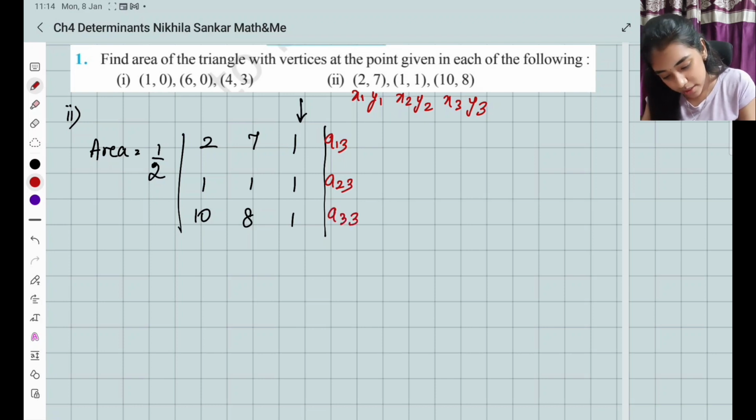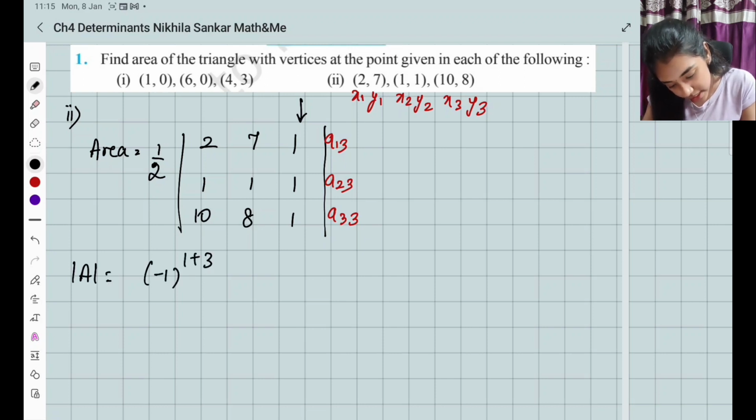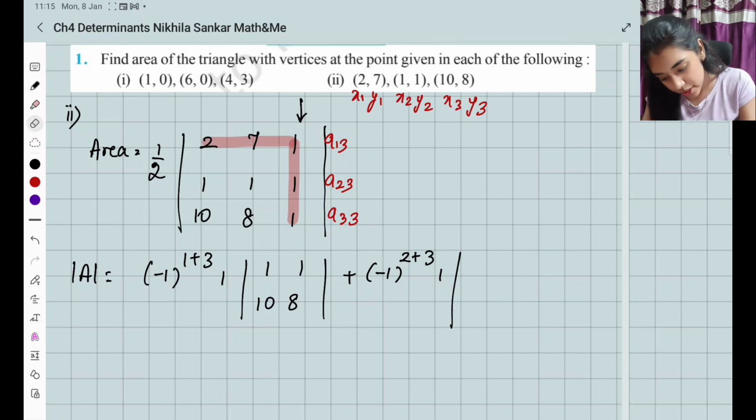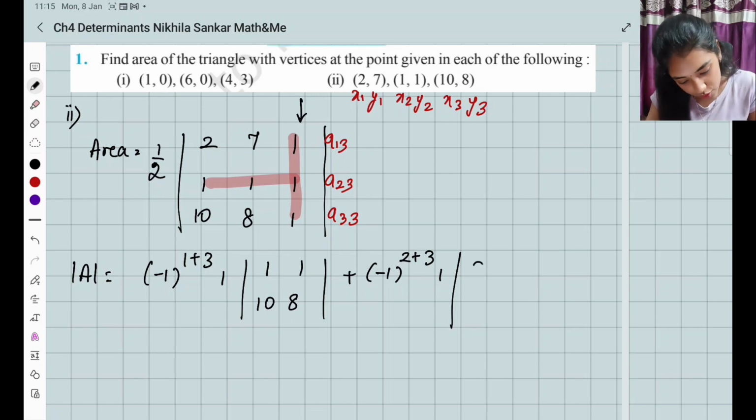So இப்போ area எப்படி இருக்க போது? I'm only going to find the determinant now. So determinant A is going to be minus 1 to the power 1 plus 3, 1 into, so இப்போ first row and last column எடுத்துட்டா I'll have 1, 1, 10, 8. Then plus minus 1 to the power 2 plus 3, 1 into, இப்போ determinant எப்படி இருக்க போது? Let me erase this. So I'm going to have the last column and the second row. So I'll be left with 2, 7, 10, 8.